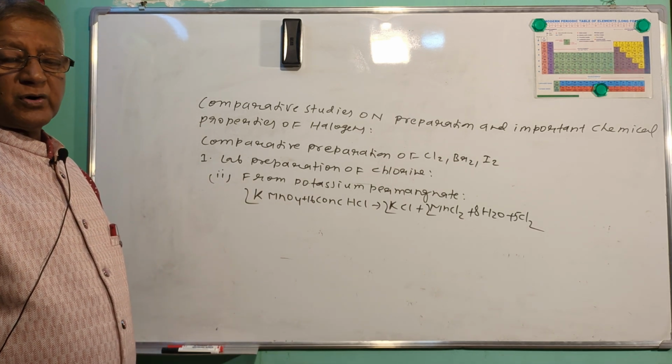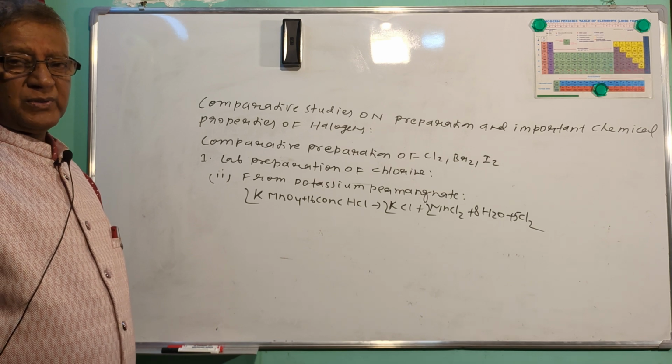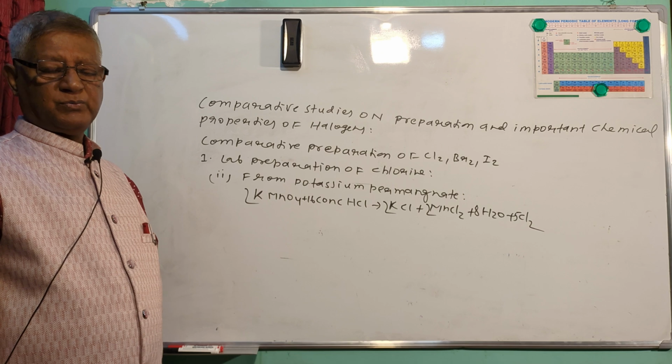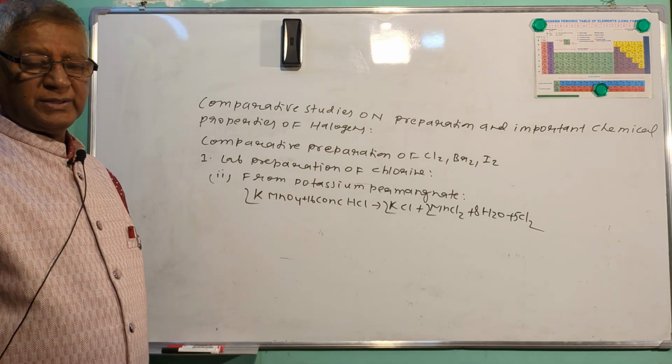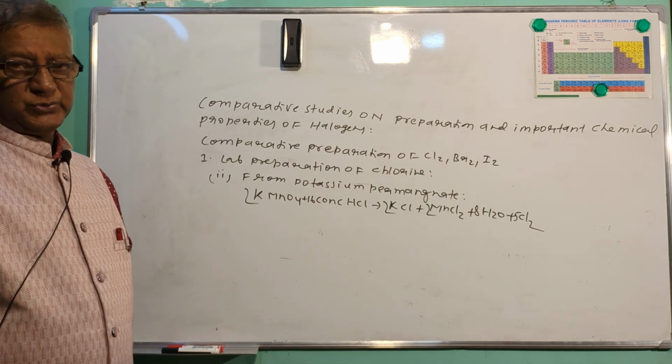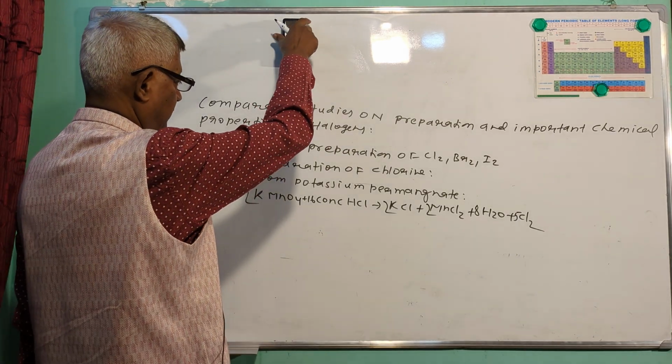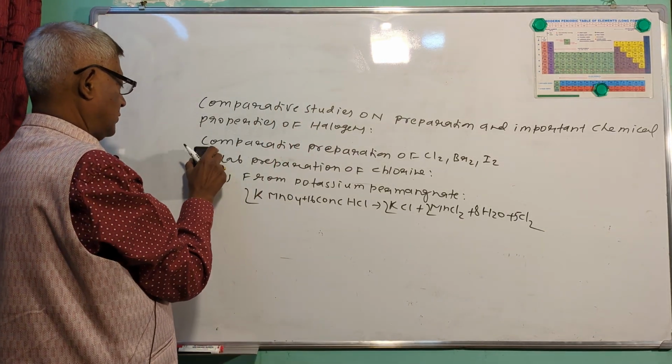Likewise, when we talk about potassium permanganate, when that is treated with conc. HCl, so what we have? Potassium chloride, manganese chloride, water plus Cl2. Yes, 2 methods over here. Yes, so that is the lab preparation of chlorine.